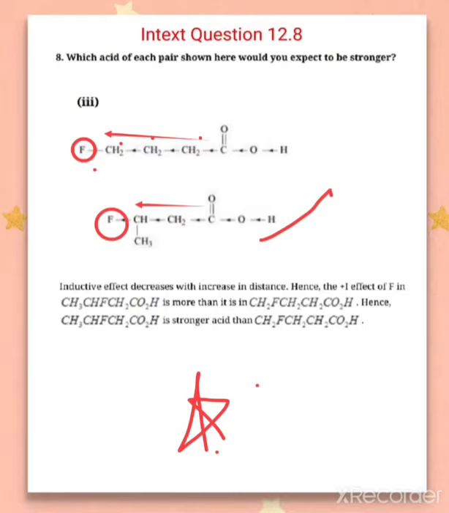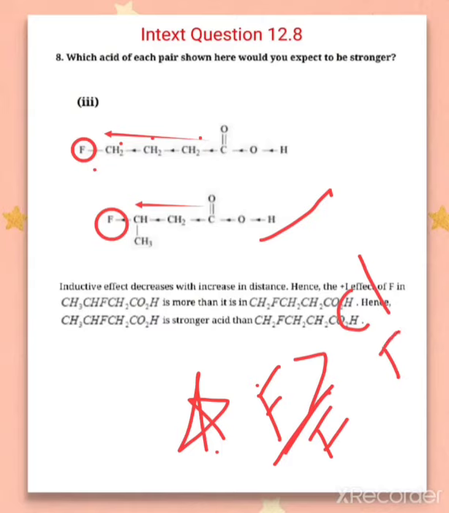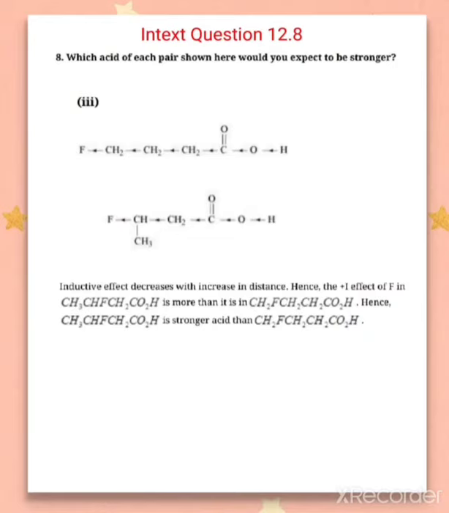So first, what you need to remember is that if it has an electron withdrawing group, it will be more acidic. And if an electron withdrawing group like fluoro or chloro is there, that will have the more acidic character. And then if both have the same electron withdrawing group, you have to compare the distance. So which one is quite closer to the carboxylic acid group will be more acidic, as in this problem.